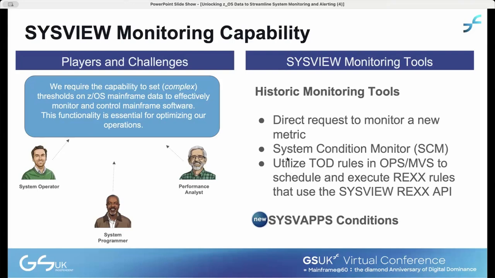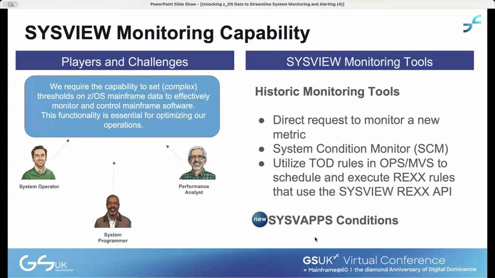Next is system condition monitor. Now this executes REXX execs called intelligent modules, IMOD, which execute SysView commands using the SysView REXX API. The last one in this historic monitoring tool is to utilize TOD rules in OPS/MVS to schedule and execute REXX rules that use the SysView REXX API. So you can trigger the rules using OPS/MVS, and then you can generate alerts off of that.